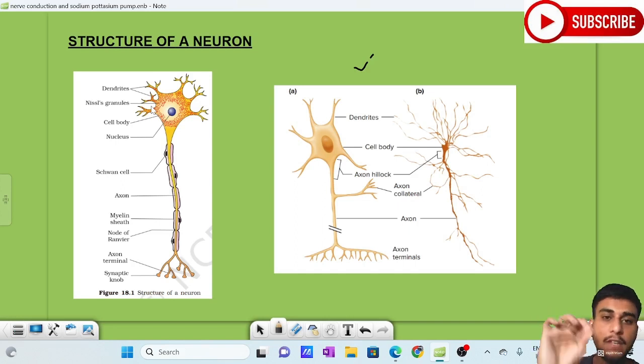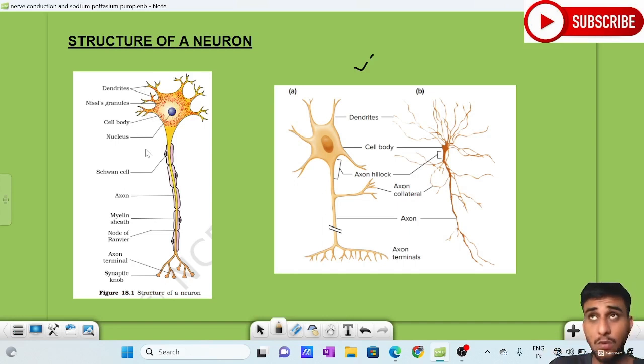A cell needs mainly the majority of the organelles, right? So they also have these organelles, which are concentrated towards the cell body region. They also have a nucleus. We discussed the dendrite and the cell body, and we need to know what Schwann cells are.